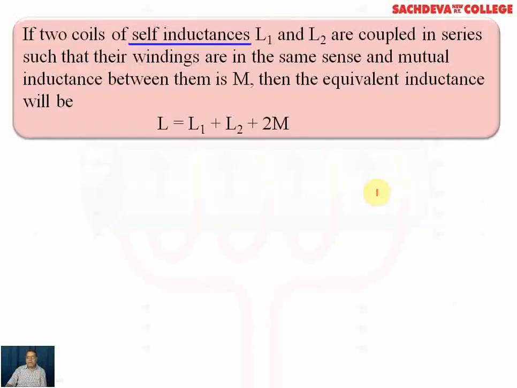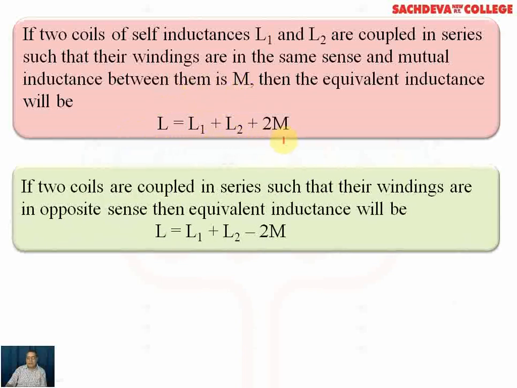If two coils of self-inductance L1 and L2 are coupled in series such that their windings are in the same sense, then the equivalent inductance can be estimated by L = L1 + L2 + 2M. Similarly, if they are coupled together in series and their windings are in the opposite sense, then the equivalent inductance will be L = L1 + L2 − 2M.